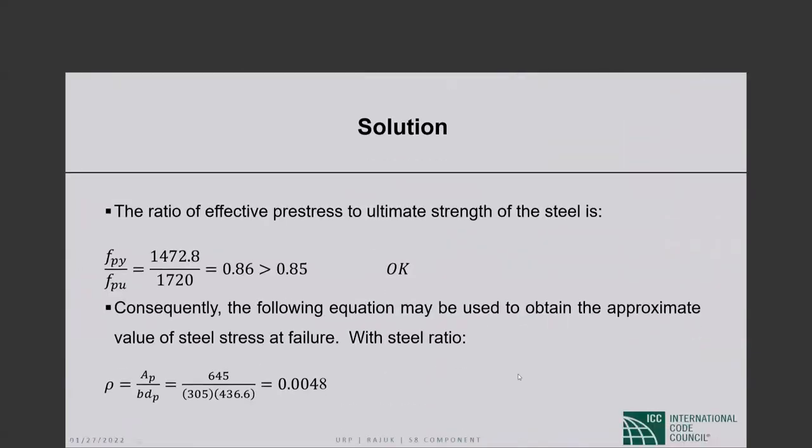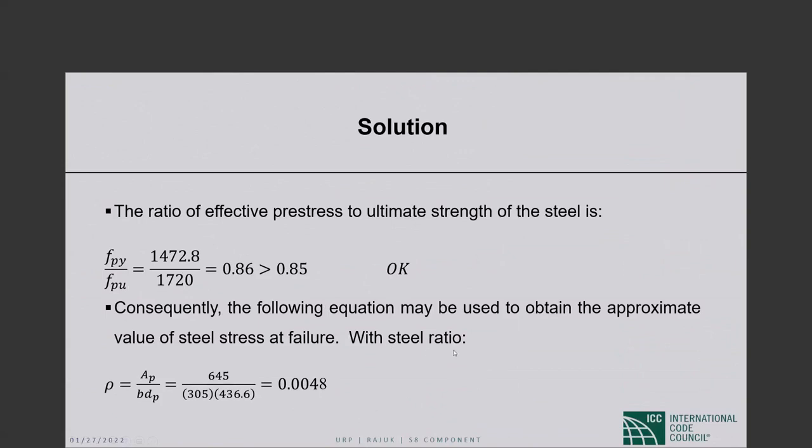So just following back on what I showed you from the ACI code, the first ratio I need to check is this value here. Okay, the fpy, the yield strength of steel, and the fpu, both are given. So ACI says I must be more than that, so I'm fine, 0.86. Based on that, I can use one of the equations given in the ACI.